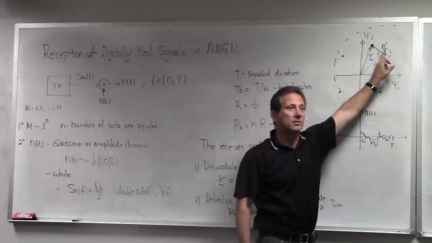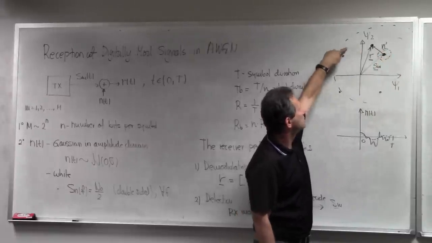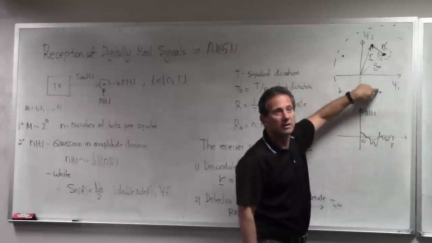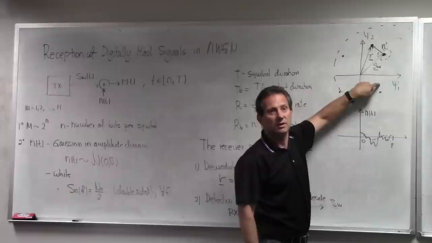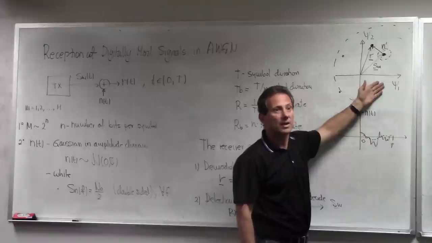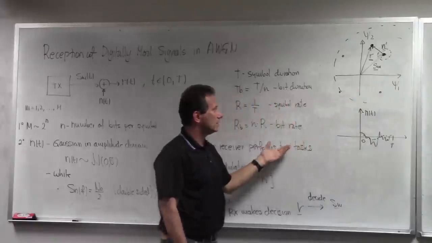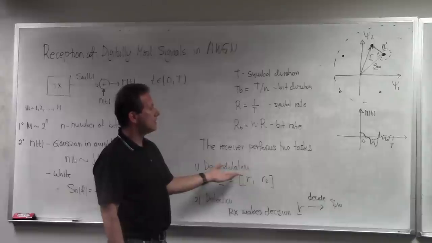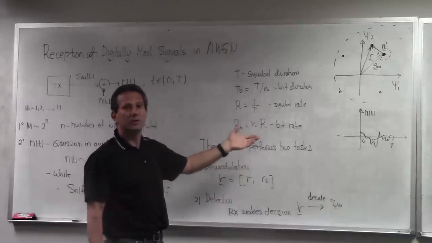But as the noise becomes larger and the points start falling in here, my ability to make a correct decision becomes limited, right? A lot of times I'm going to be making errors because the point is going to suggest something different, and that's how this whole thing works.